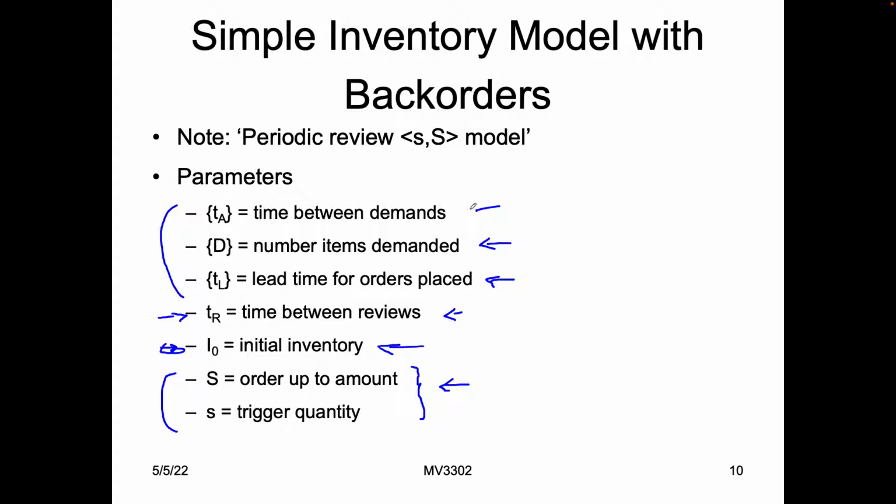That is, how much time there is between demands, how much they demand, that's a function of somebody else, that's not us. How much time it takes for us to receive our orders when we place them, again, that's a bit out of our control. But these are basically decision variables. And again, a common question on this would be, what are the optimal values of our trigger quantity and our order up to amount that would, okay, optimize what?